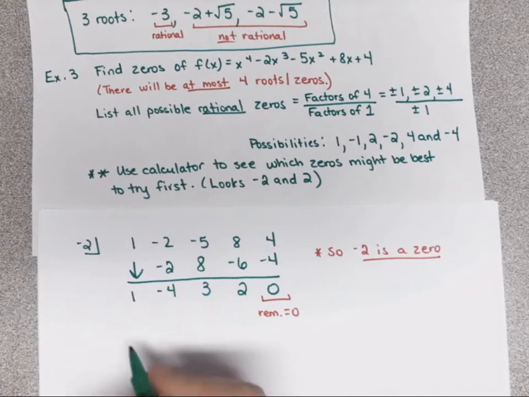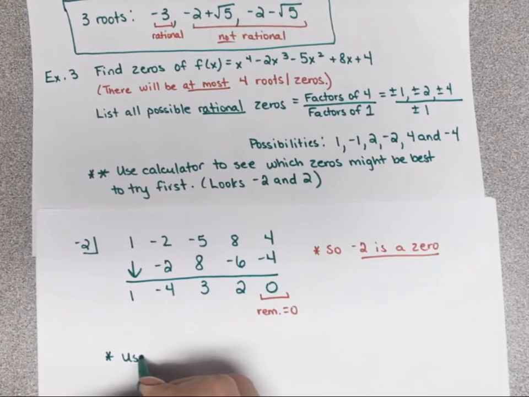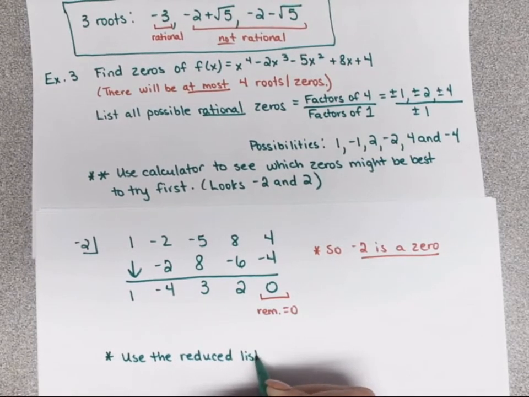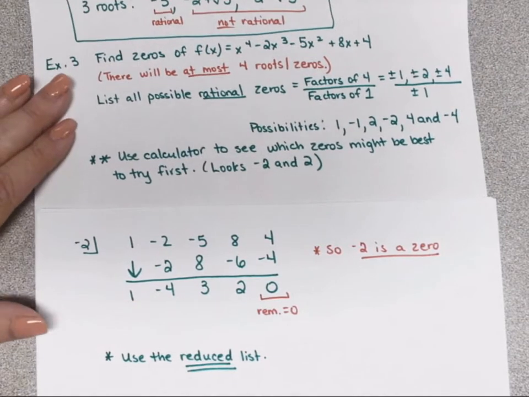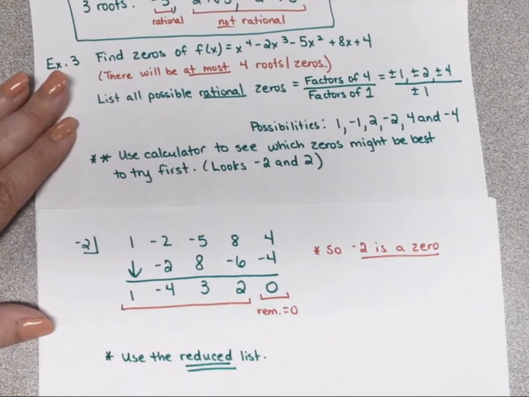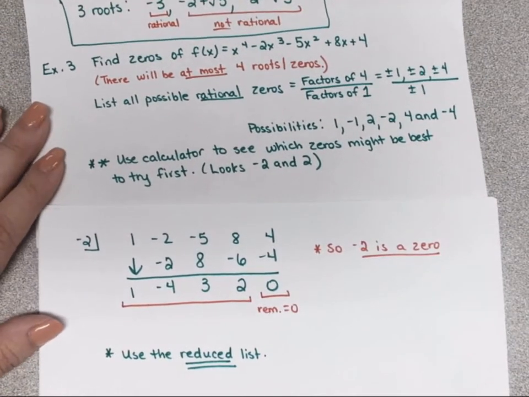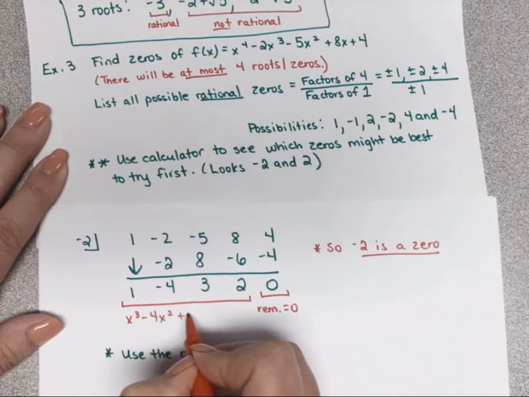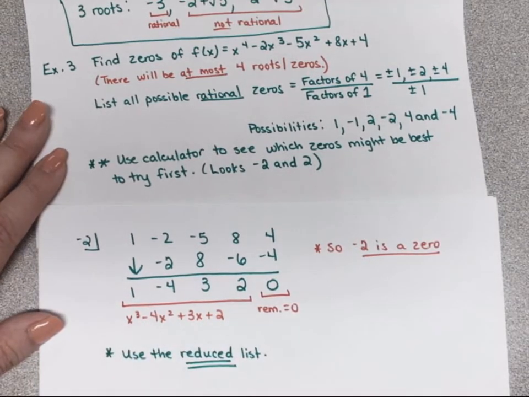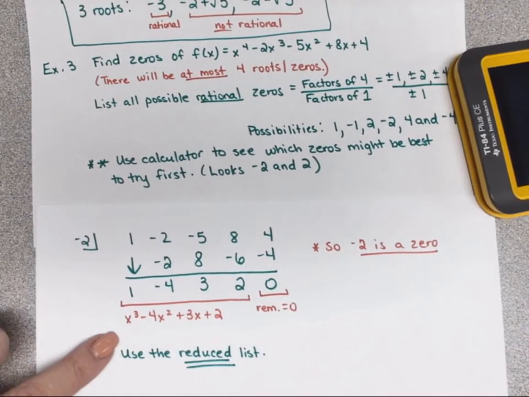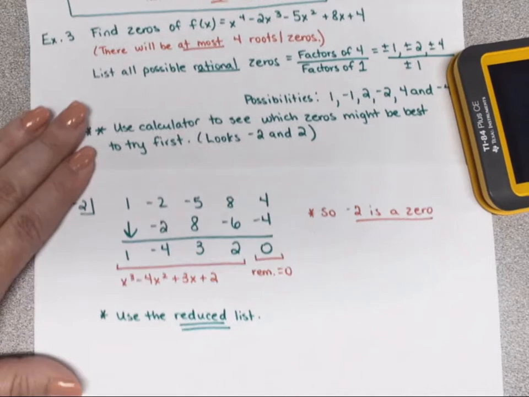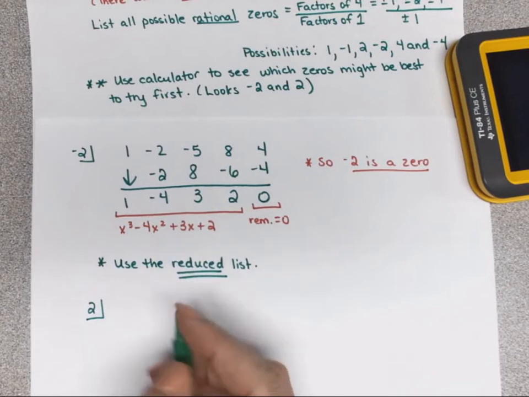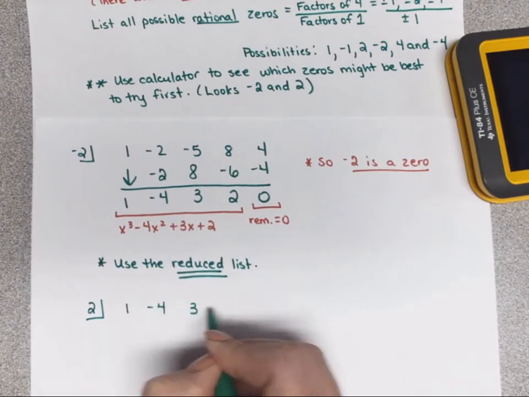Okay. But here is the trick. You actually want to use the reduced list. And I'll show you what I mean by that in a minute. In other words, don't go back to the original. We now have a reduced equation here because we already divided it out and made it a little bit smaller. So notice if you count up, this is x cubed minus 4x squared plus 3x plus 2. So we don't want to go back to the 4th power when we can go to something cubed and it's a little bit easier. Okay, so we're going to try 2, but we're going to use this reduced list instead. So 1, -4, 3, and 2.